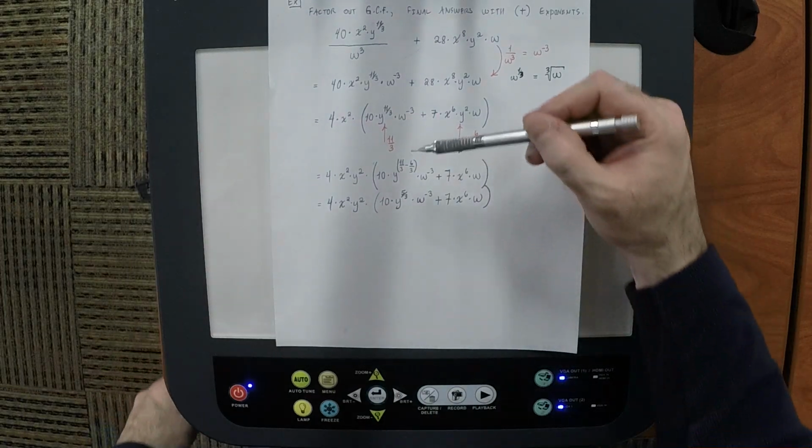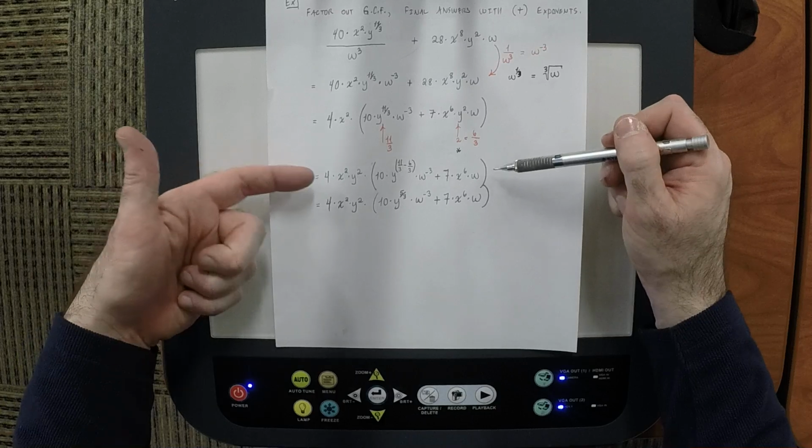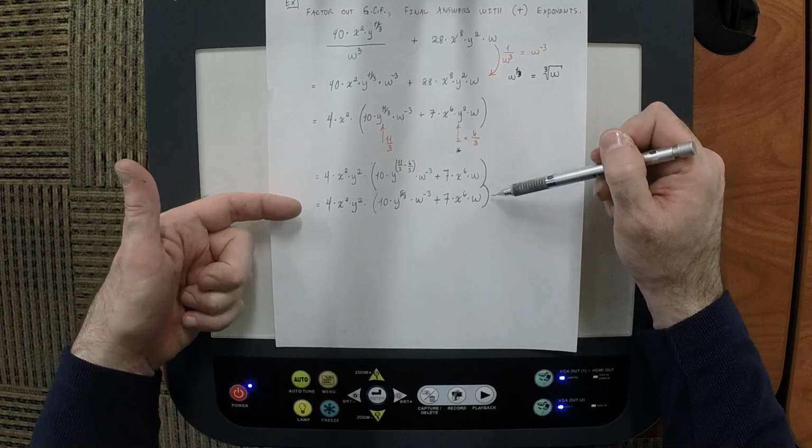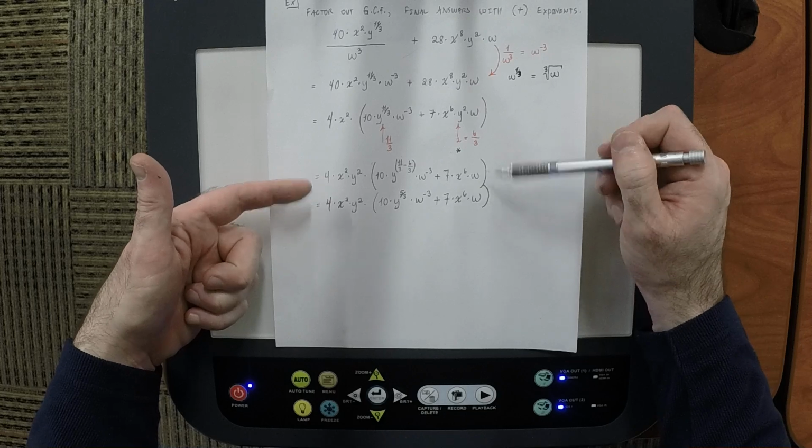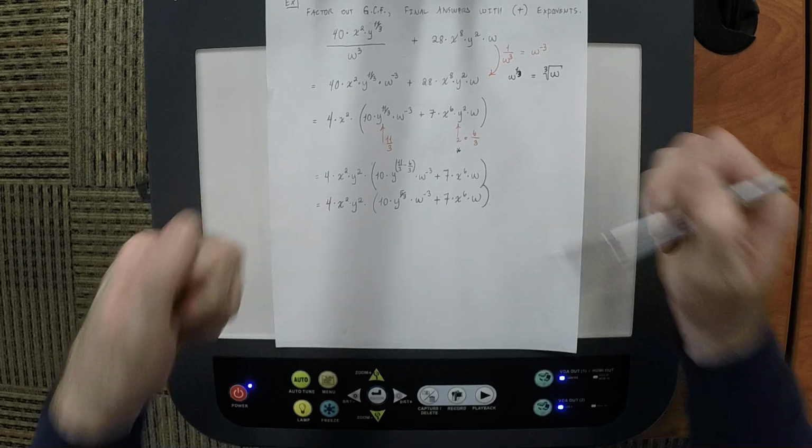Okay, and I don't need you to write this step in the middle, as long as you get this right. Okay, so 11/3 minus 6/3. Any question to here?